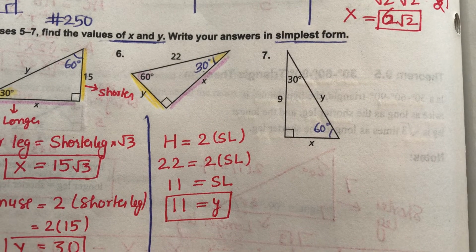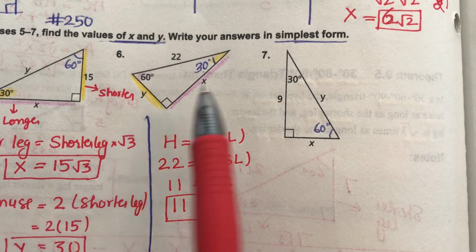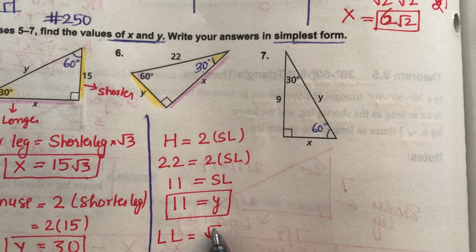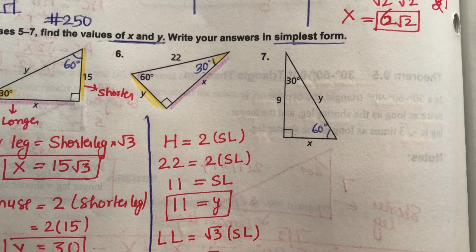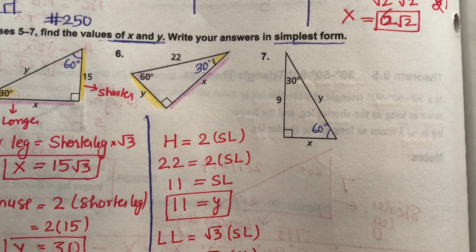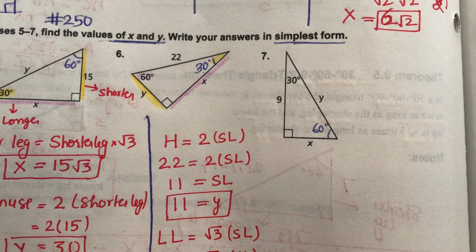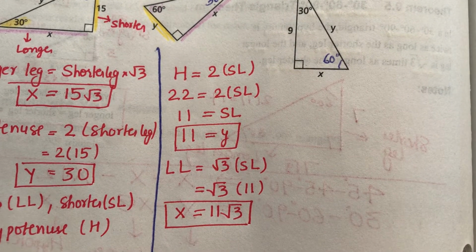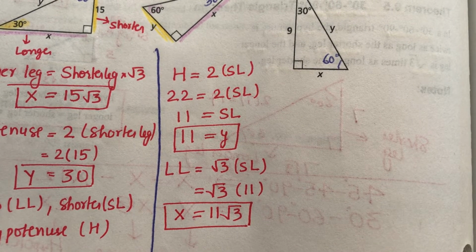Now again, because I have to solve for x, and I got my y, which means I have the shorter leg, and I know my longer leg is root 3 times the shorter leg. I just plug it in. Root 3 times the shorter leg is 11 root 3. The longer leg is represented by x, so x is 11 root 3. That's our answer. We got y, we got x, and we are done with this problem.